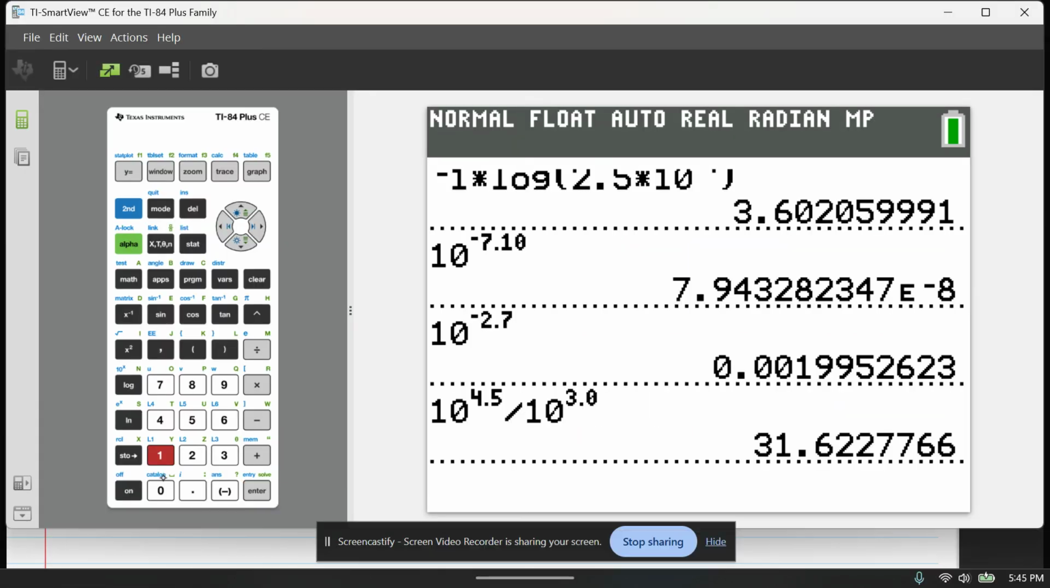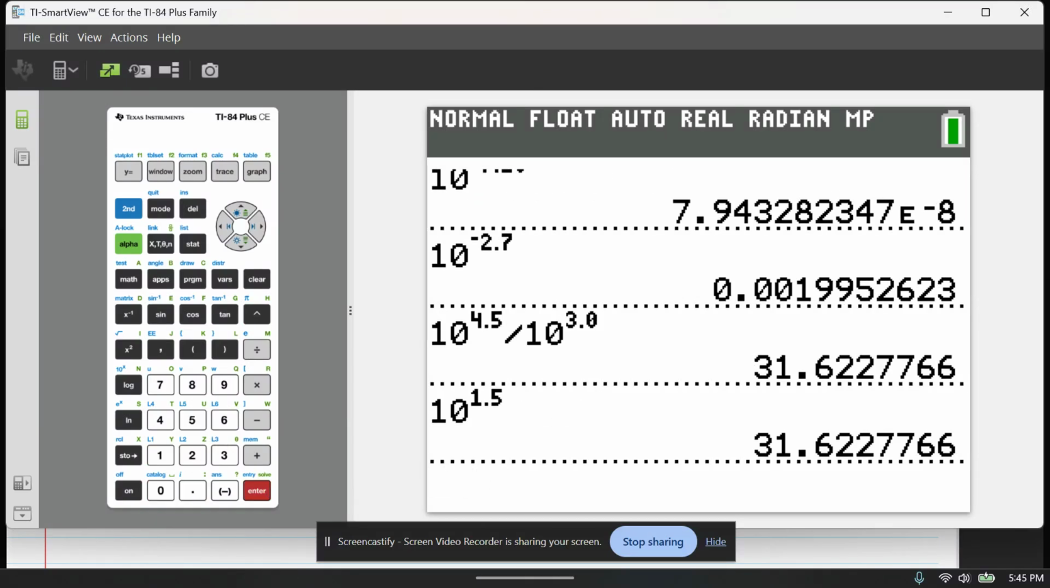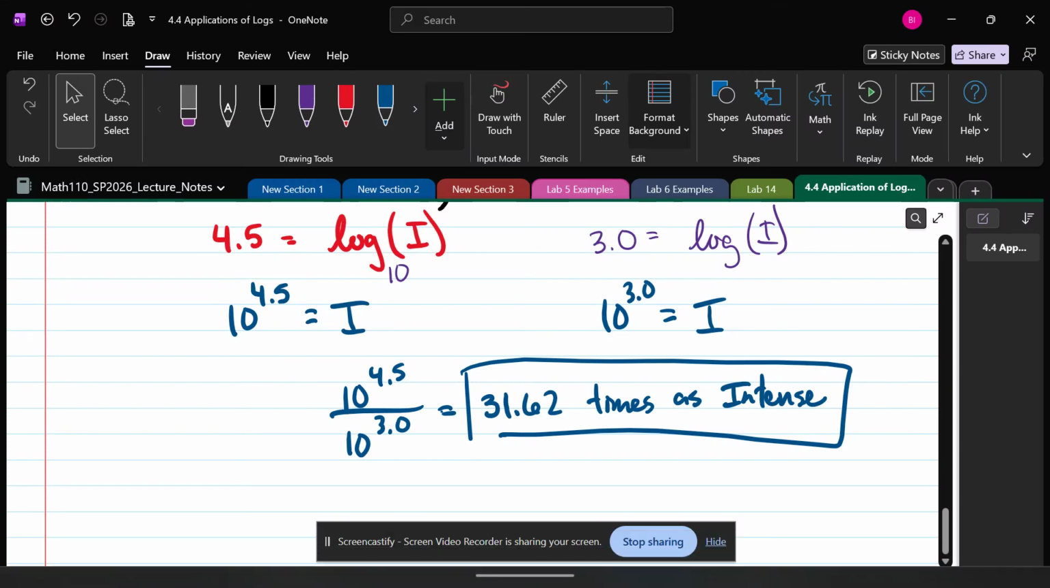Or 10 to the 1.5 power. Same number. 31.62 times as intense.